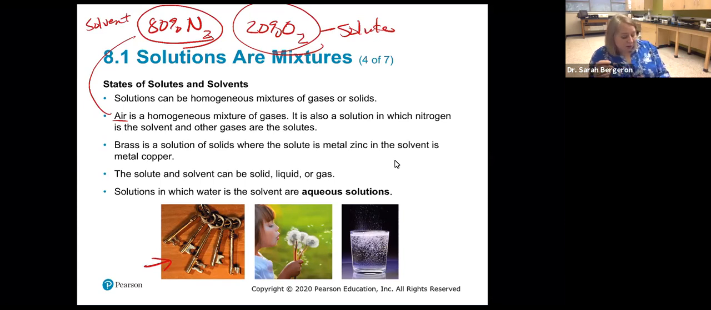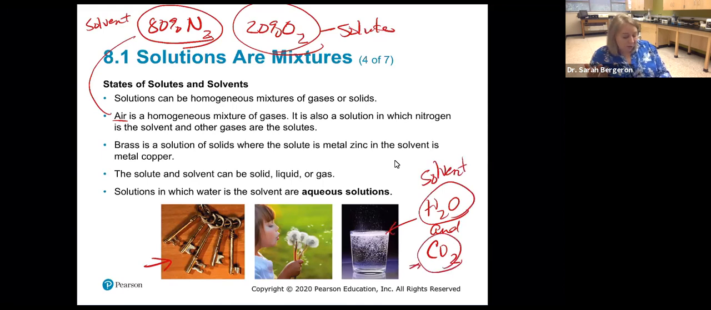And then the other example is you can actually have a mixture of two different states. So here we can have a mixture of water and carbon dioxide, right? A carbonated drink. That's all it is. And so you have water being your solvent, and it's in the liquid phase, and then CO2 is a gas, and it's your solute, okay? So anytime you have a solution where the solvent is water, then we call it an aqueous solution. So that is water. Okay.